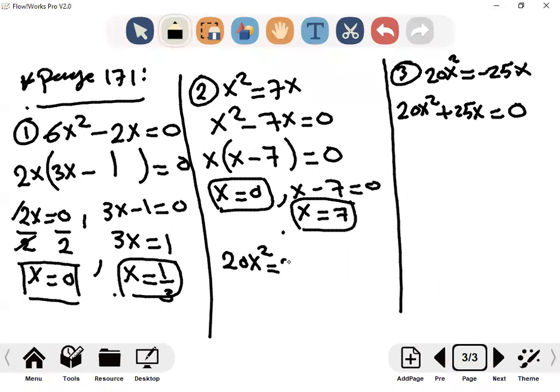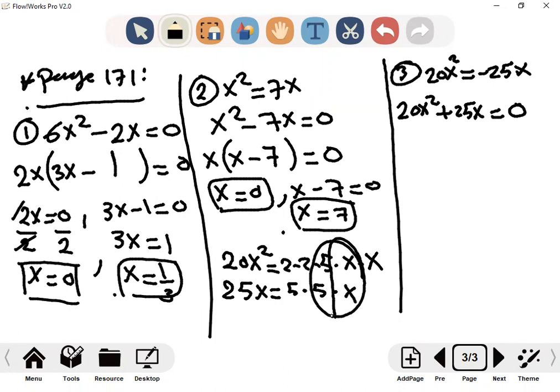20x power 2 is 2 by 2 by 5 by x by x, right? The 25x is 5 by 5 by x. So 5x, right? So you take the 5x as the GCF, equals 0, and you divide. 20 divided by 5, x power 2 and x, right? Plus 5. 25x divided by 5x, 5.